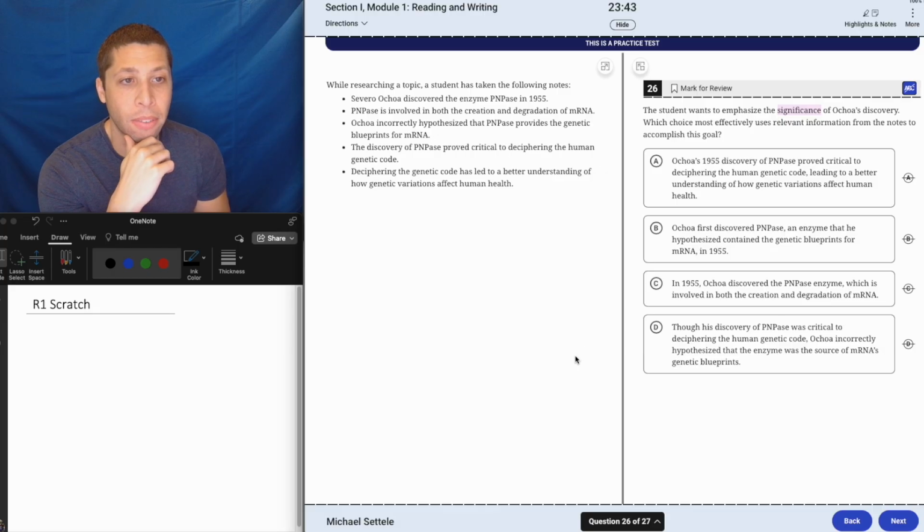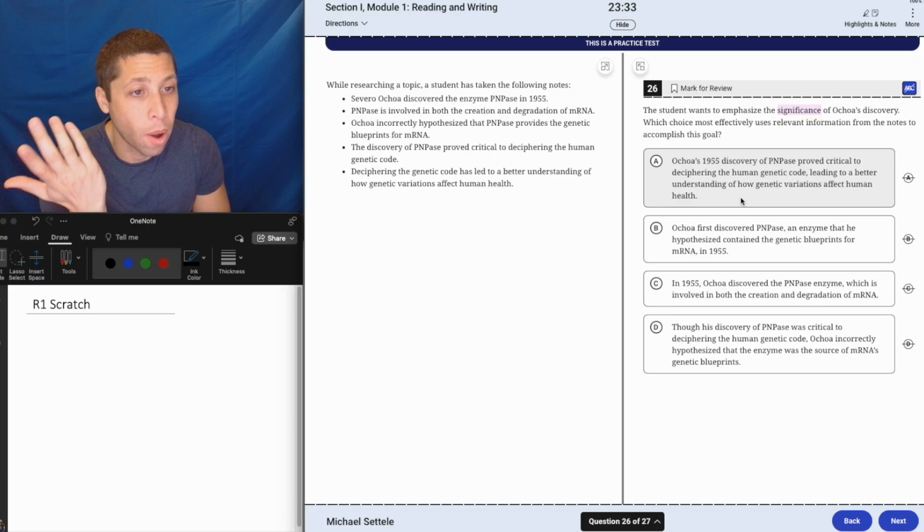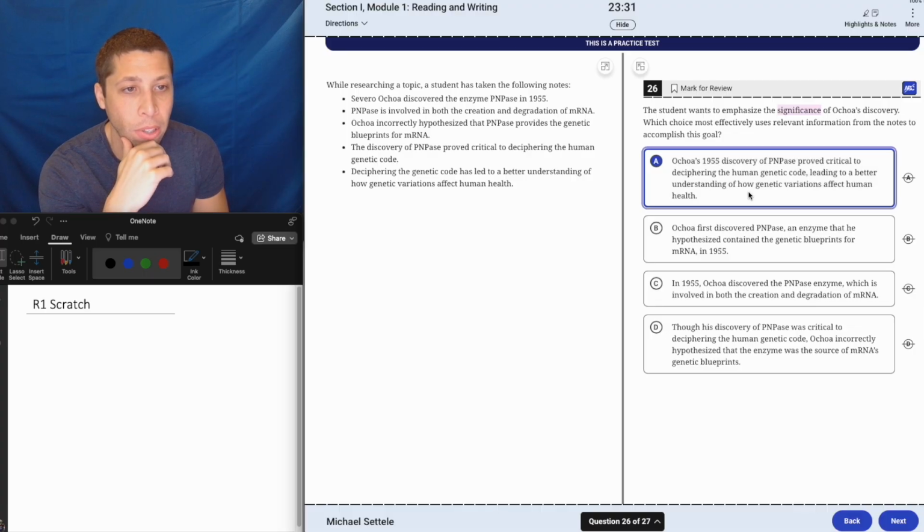Okay, so why is it significant? See, we keep turning this into a question. Ochoa's 1955 discovery of this thing proved critical, so it's important, to deciphering the human genetic code, leading to a better understanding of how genetic variations affect human health. So why is it significant? It helped us decipher the code. That seems right. Ochoa first discovered this thing, an enzyme that he hypothesized contained, okay.